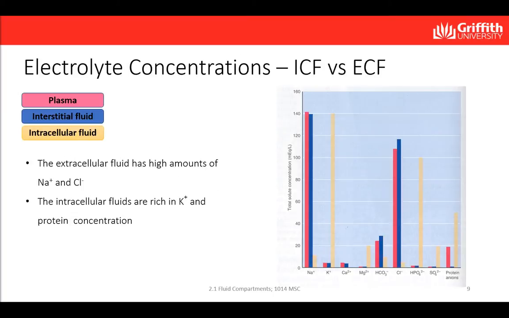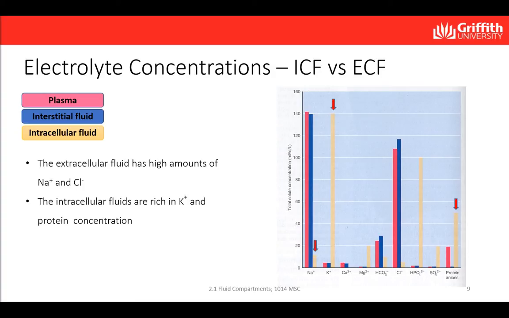Electrolyte concentrations differ between fluid compartments. A quick glance at the bar graph reveals that the ECF and ICF fluid compartments each have a distinctive set of concentrations of key electrolytes. However, the plasma and interstitial fluid have identical concentrations of electrolytes.